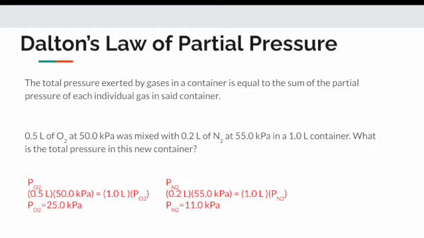Now, Dalton's law of partial pressure, that's a tongue twister, states that the total pressure of the new container is the sum of the partial pressures of each gas, and you now know the partial pressures of each gas, so you just add those up together. And then from there, 25 kilopascals plus 11 kilopascals is 36 kilopascals. That is the total pressure of the system.